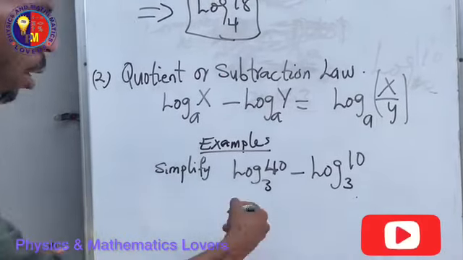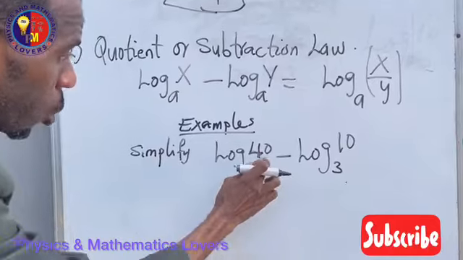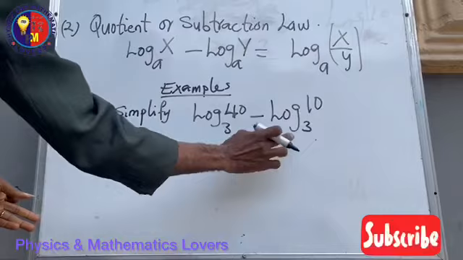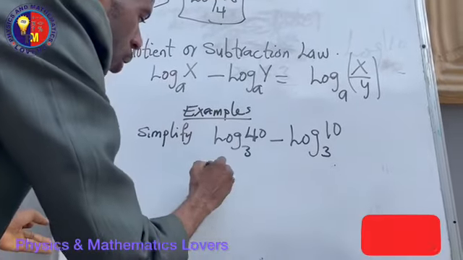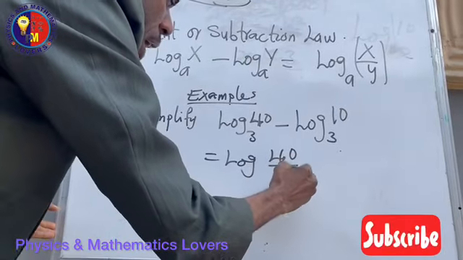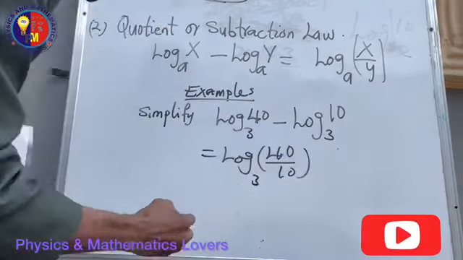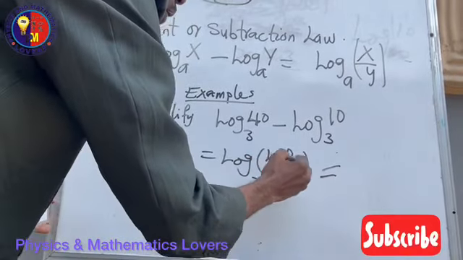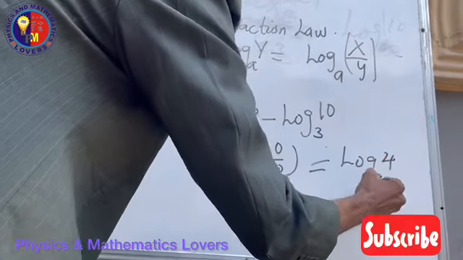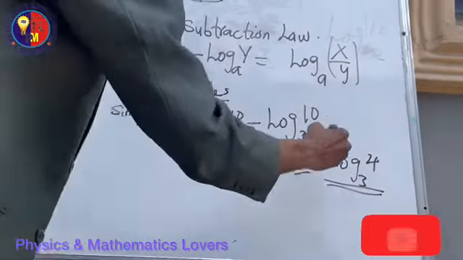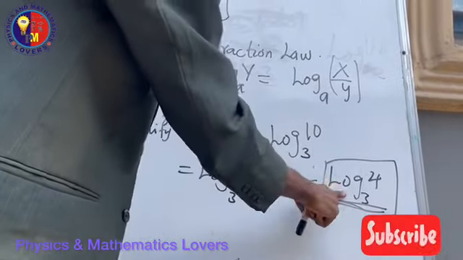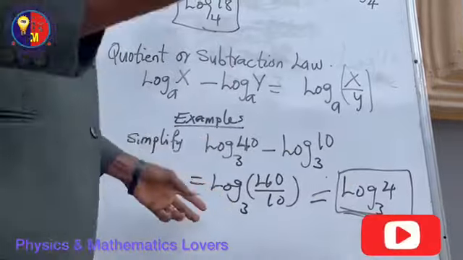Let's simplify this example according to that law. Look at it here. This represents our x, while this one represents our y. And this base here, 3, represents that A. At the end of the day, I'm going to have log 40 all over 10 to base 3. So it will give me 40 divided by 10, which gives log 4 to base 3. This is what they just want us to do. So this one was just simplify. You were not asked to find the solution. If we are asked to find the solution to this, we will go further in our next video.